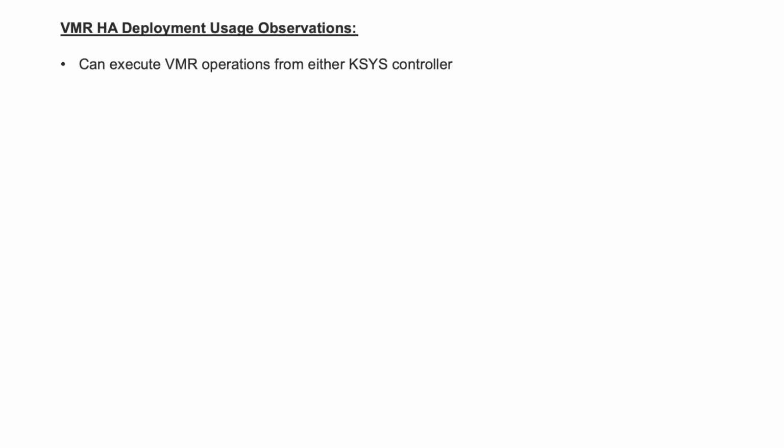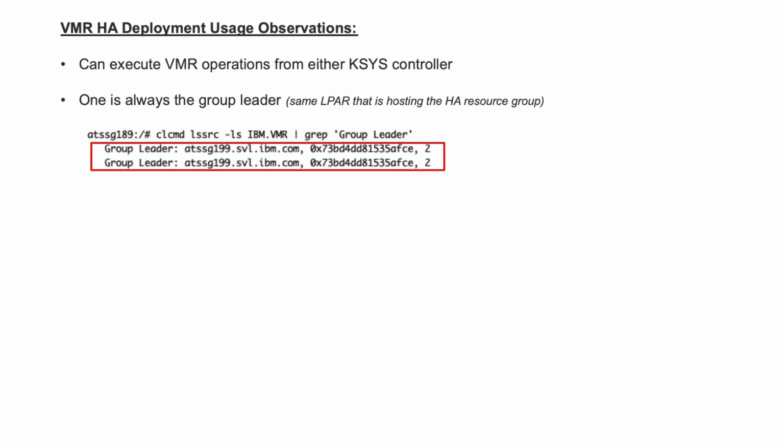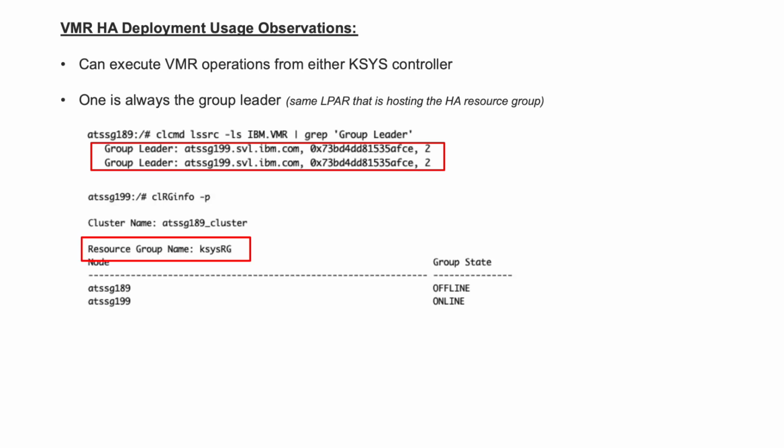So some of the observations: you can execute the KSYS manager commands from either of the KSYS controllers, so that's kind of nice. It doesn't matter which one you're on, even though under the covers one of them will actually be the group leader. And then if you wanted to check who the group leader was, syntactically, I can do the cluster command from either one of the nodes, and it'll invoke the operation on both. That is what the application controller start logic is actually doing. It's setting the group leader, and it's kind of maintaining consistency between them. And you'll notice that wherever the resource group is, that KSYS RG, that is where the group leader is actually going to be.